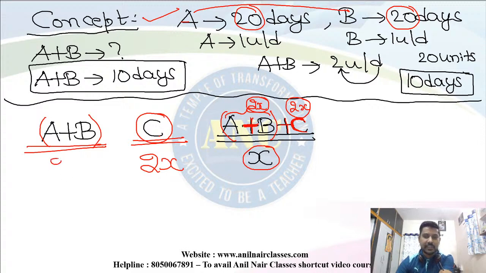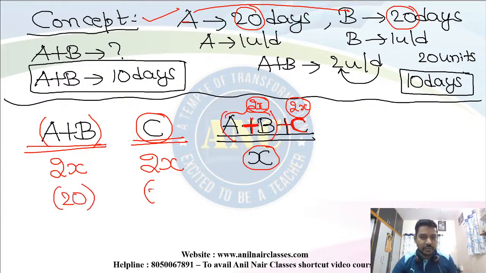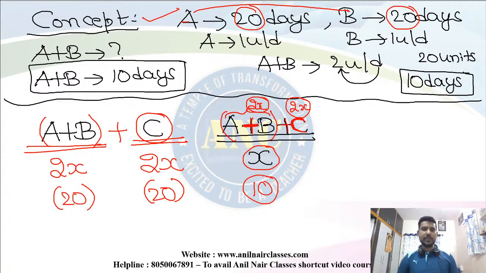That means this is also 2x days. I hope you are getting the point. So this is something like 20 days, this is also something like 20 days. The combination of all the three will be half of 20 or half of 2x, which is x days in this question. I hope this concept is very clear. Always remember, if A plus B plus C is equal to X days, and if C is 2X days, then A plus B should also be equal to 2X days.